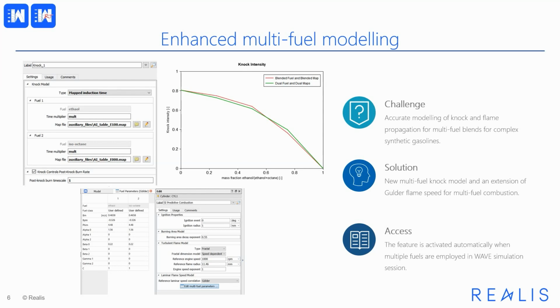The extended Gülder correlation for multi-fuel simulation is available as an option for the laminar flame speed model. Gülder correlation has a great performance near stoichiometric condition and as such is a good choice for modern gasoline engines.